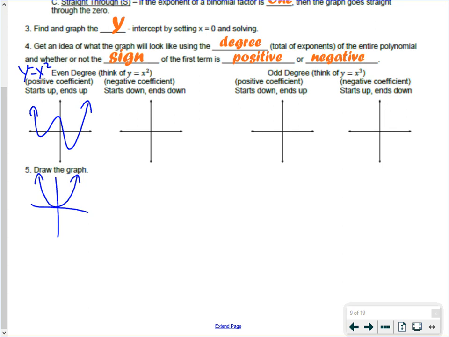Then we have an even degree polynomial with a negative coefficient. We can think of this as y equals negative x squared. That negative 1 right in front of the x squared is a negative leading coefficient. In this case, we're going to start down and end down, because y equals negative x squared looks something like that. So the end behaviors of y equals negative x squared will be the exact same as every other negative coefficient even degree function. It will start down and it will end down.